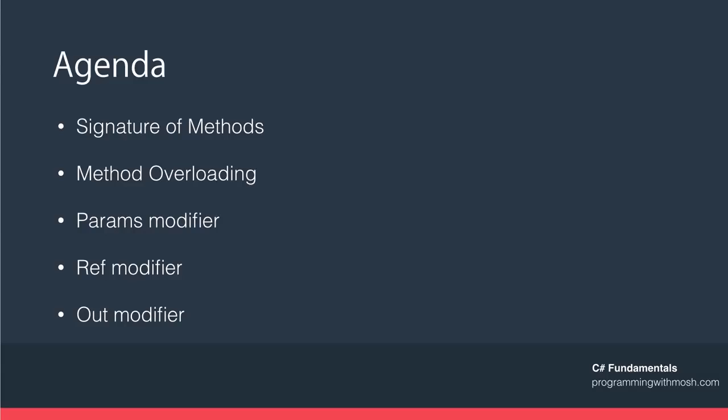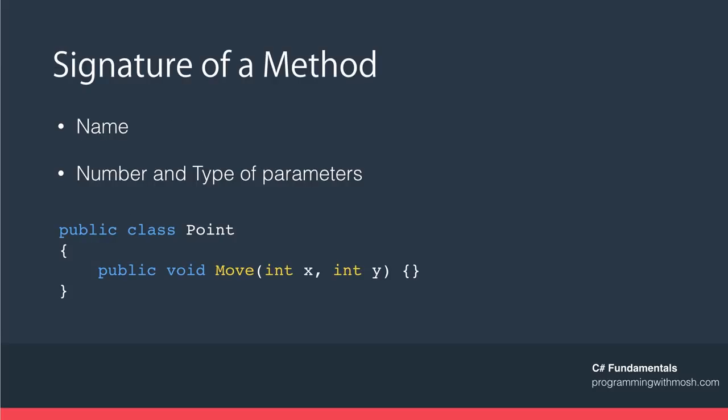Plus, there are areas in the .NET framework where you have to use the out modifier. So I want you to know how to use them, even though I'm not going to advise you to use the out modifier when designing your classes and methods. We'll see the reasons later in this lecture. So let's get started. What is the signature of a method?